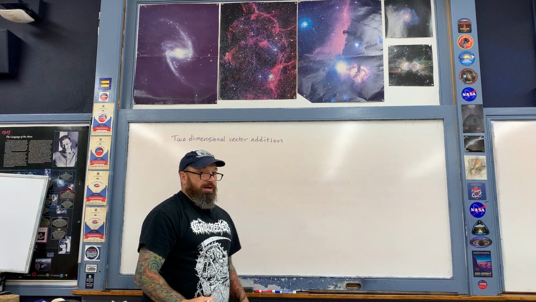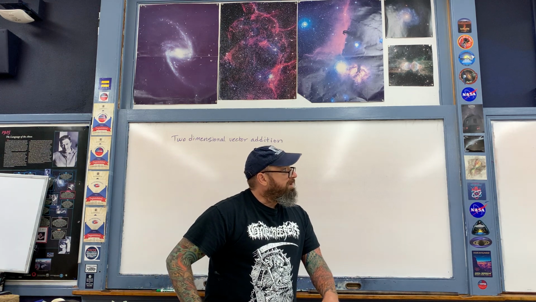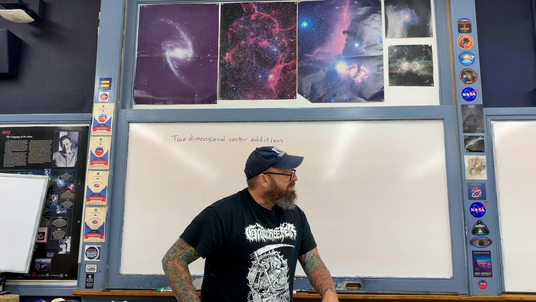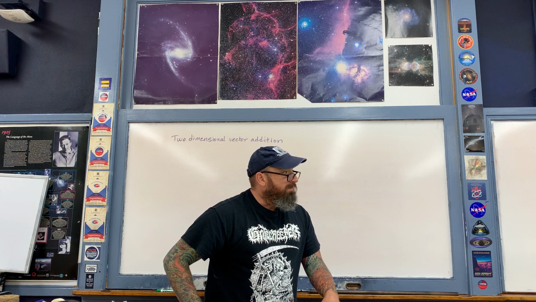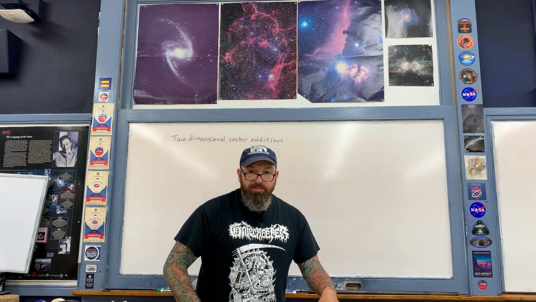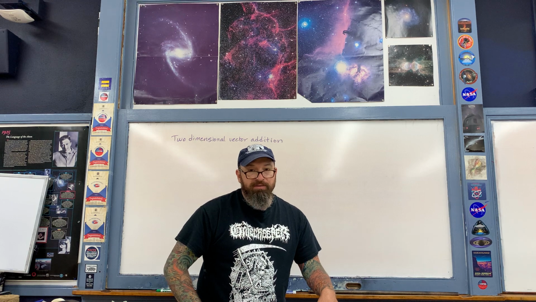Okay, let me read the problem to you. We're to find the magnitude and direction of the resultant of the following two vectors. Vector A has a magnitude of 5 meters and it's at a 45-degree angle. Vector B has a magnitude of 3 meters and it's at a 135-degree angle. Those angles, by the way, are with respect to the positive x-axis.